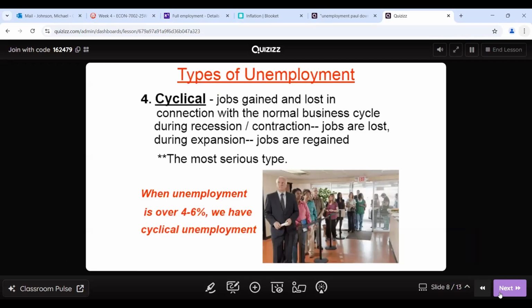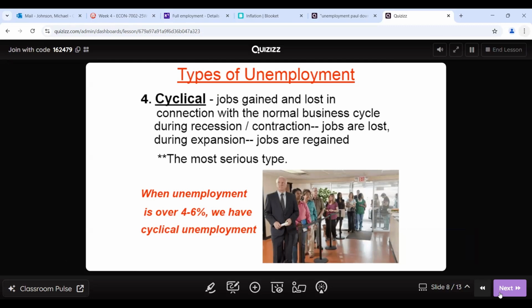Cyclical are jobs gained and lost in connection with the normal business cycle. During recession or contraction, jobs are lost. So when the economy is shrinking, you lose jobs. During expansion, when the economy is growing, jobs are regained. This is the most serious type of unemployment because it's the most impactful.